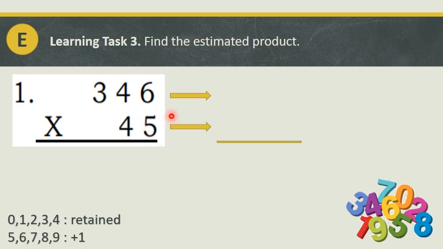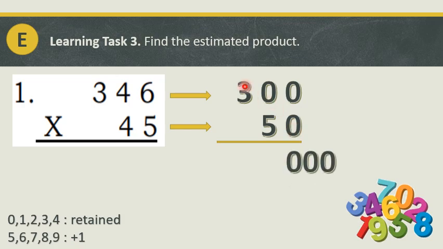Then, sa learning task 3, find the estimated product. So, ganun ulit ang gagawin natin. So, ang highest place value natin is 3. Ang katabi niya is 4. So, mababang number. So, retained ang 3. So, kaya ito ay magiging 3 pa din. And then, lahat ito ay magiging 0. Then, dito, ang katabi ng 4 natin is 5. Nasa malaking number siya. So, ang 4 natin dito ay magiging 5. Then, ito ay magiging 0. So, 50. Then, count the number of zeros. So, 1, 2, 3. Then, 3 times 5 is 15. So, magiging answer natin is 15,000.